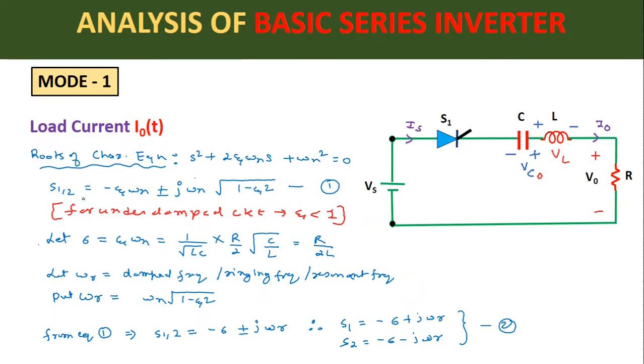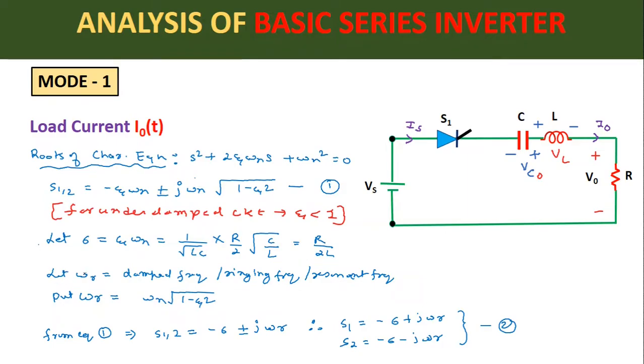We will get S1,2 is equal to minus zeta omega n plus minus j omega n under root 1 minus zeta square. Let this be equation number 1. We have written 1 minus zeta square because for an underdamped system the zeta will be smaller than 1. Now we will assume zeta omega n is equal to sigma. So we will put the value of zeta here and omega n here. We will get R by 2L. Therefore sigma will be equal to R by 2L.